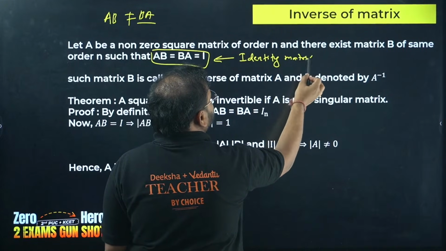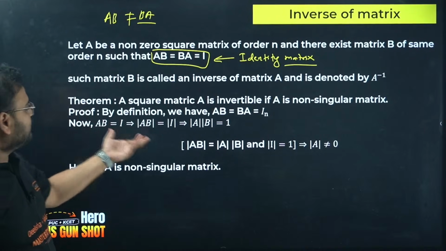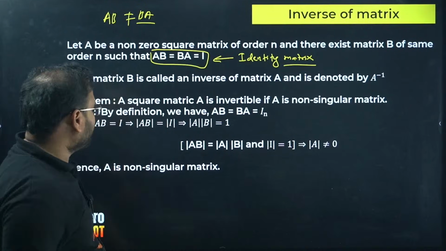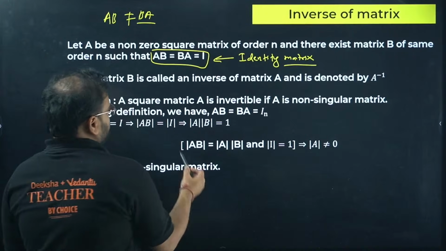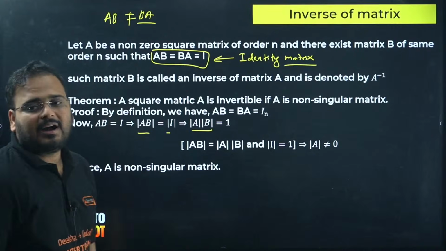That's the result. Okay, now of course you can take from here, the proof is there. Check this out. AB is I, A dot B will be I, using the product with the identity matrix.